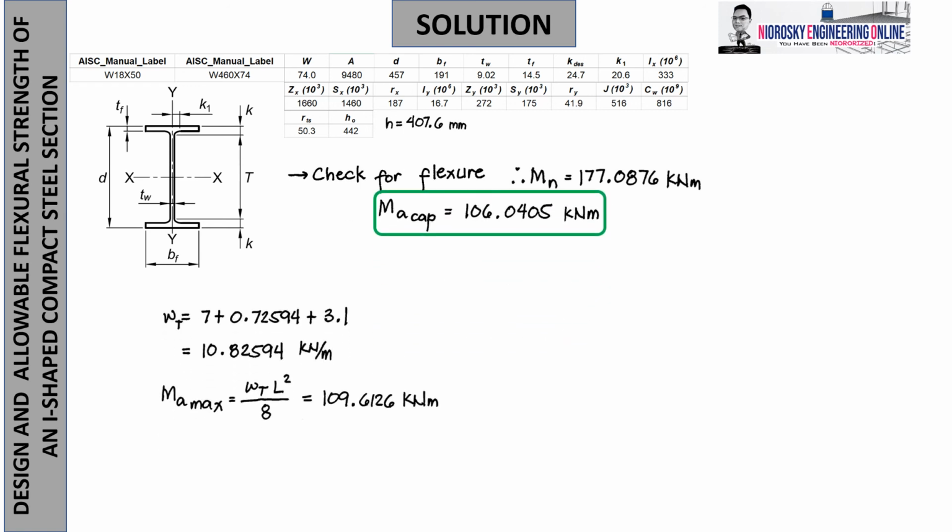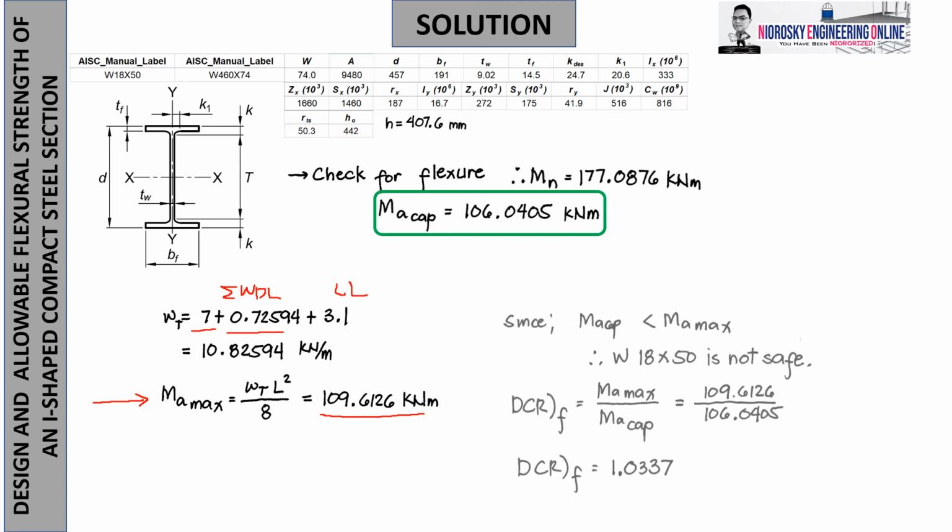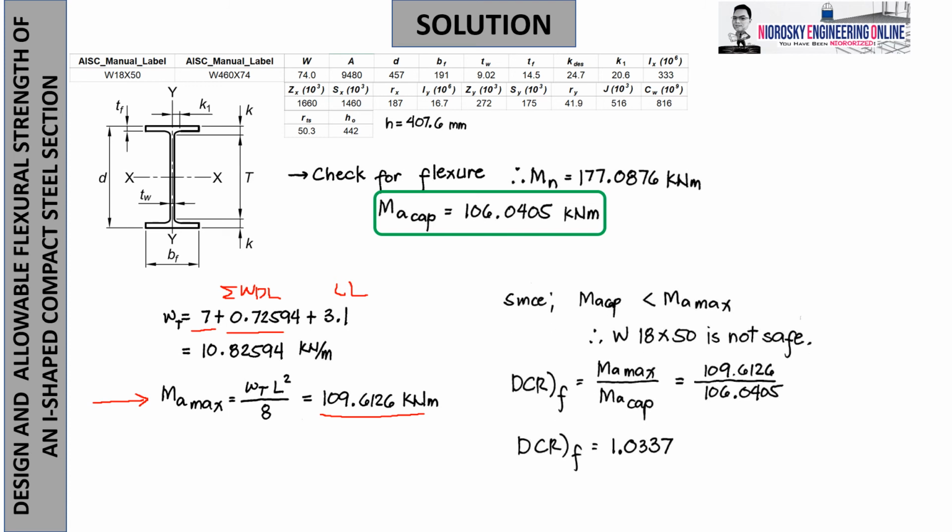So, we take all the loads, 7 plus 0.72594. Ito yung sigma weight dead load. Tapos yung 3.1, siya yung live load. So, you'll get 10.822594. And then, dahil simply supported tayo, magte-take effect yung wL squared over 8. Then, we'll get 109.6126. However, we found out na medyo mas malaki yata yung maximum moment kaysa sa capacity. So, therefore, we can say that this is an unsafe section. So, ibig sabihin sa ASD, hindi siya safe.